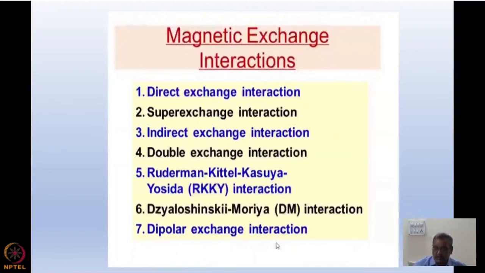And then the Dzyaloshinskii-Moriya interaction, which is a cross term of SI and SJ, two interacting spins, and this gives rise to skyrmions, mostly due to loss of inversion symmetry at the interfaces of thin films. You find skyrmions in thin films. I cannot give too much theoretical detail for all of them, but I hope I have introduced you to most of the major magnetic exchange interactions. After this, I will go over to magnetic neutron diffraction.